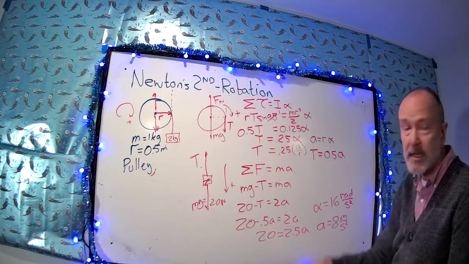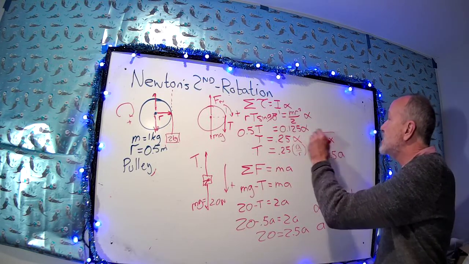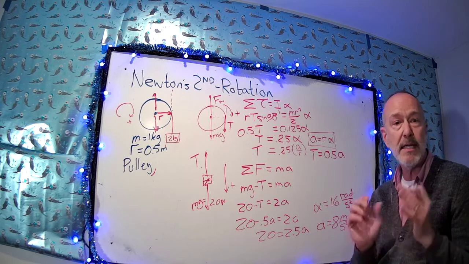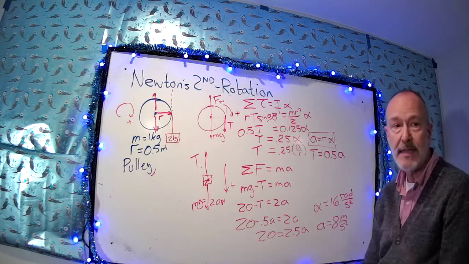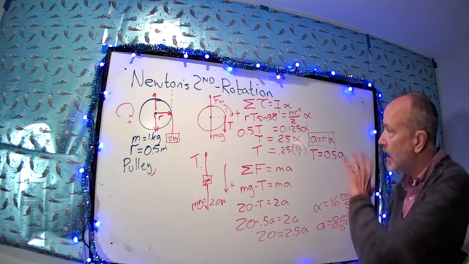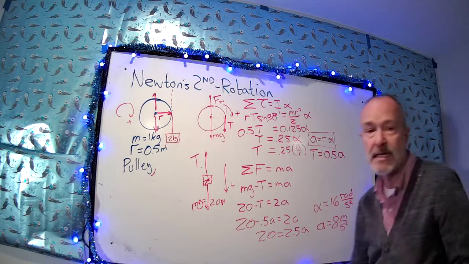So we can just start plugging in numbers and solving things. This is a very important step. a equals R alpha. It's the way that we get between the linear and the angular, the rotational. I'm going to jump back. I'm going to erase a lot of stuff.